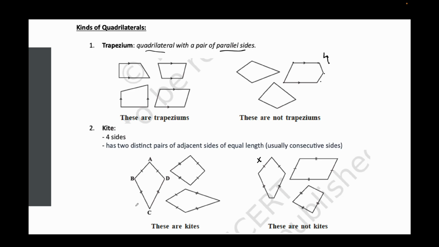This is a kite where the adjacent sides, meaning side by side, are of equal length. So this is equal to this, this is equal to this. These both are equal, these both are equal. Here you can see these are equal and these are equal, but there is an extra side. So that is not a kite.